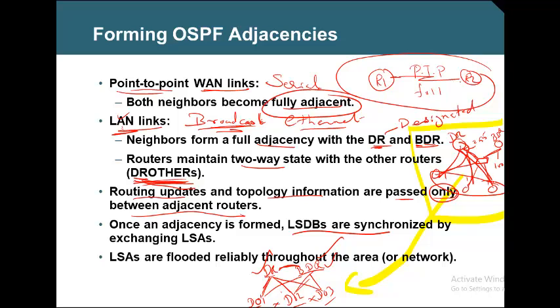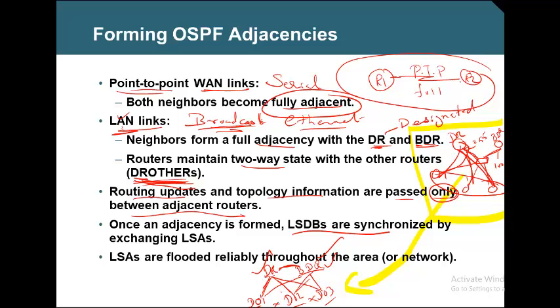And the election happens in the beginning by comparing the priority in the hello packet. But what if I did not set priority? The default is 1. If all have the same priority, then which router will become BDR? The router with the higher router ID. We all learned this in CCNA.